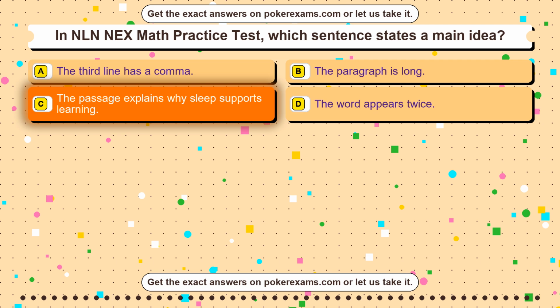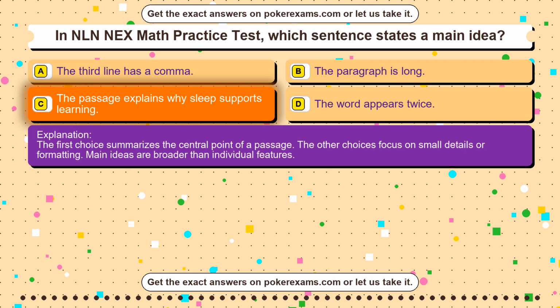The passage explains why sleep supports learning. The plural subject students needs the plural verb are. The students is and the student are mismatch subject and verb number. The student be is not standard grammar in this sentence.